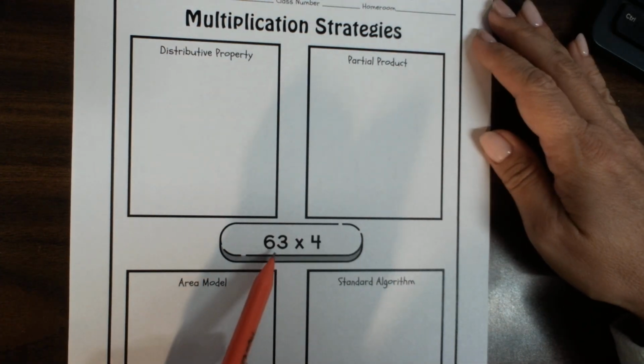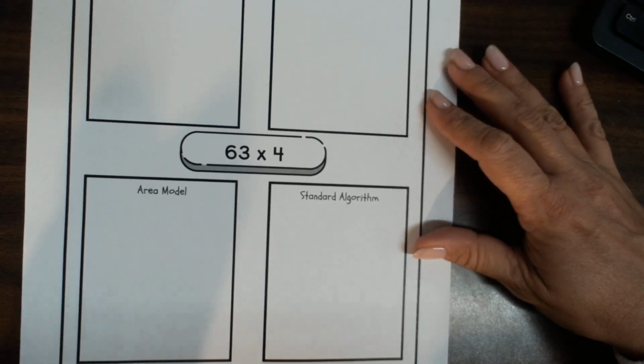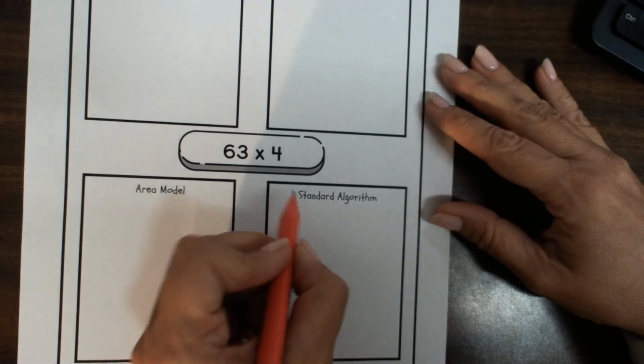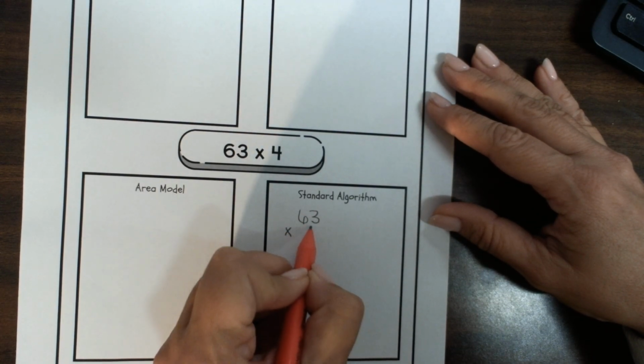So we have 63 times 4. The standard algorithm, which is what I learned in school, what you guys learned in school, is stacking your numbers on top of each other, and it's going to look like this.